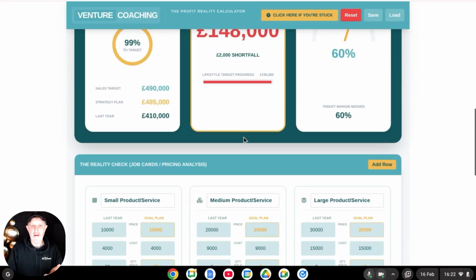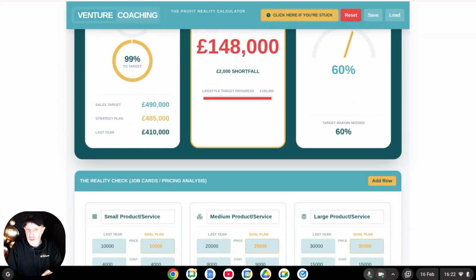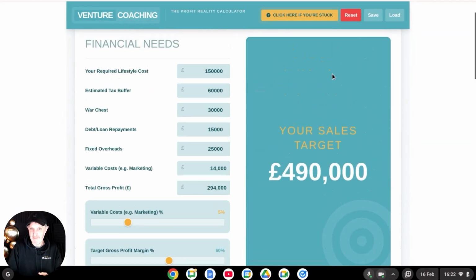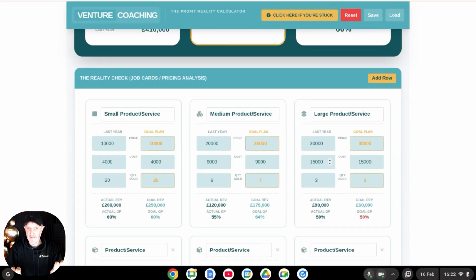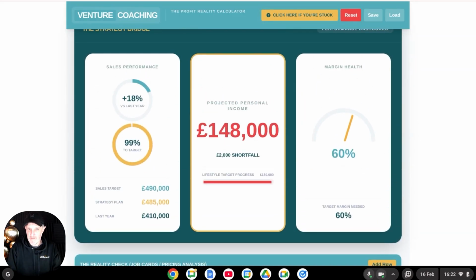How does that work? Okay, I've got a £2,000 shortfall. So I've actually reduced the number of items that I've sold, but I've increased the price, and I've now got my margins spot on. So the idea of this tool is for you to now go and play with it. Put your required living cost in at the top, build in these few figures that are essential to calculate your sales target, then go and compare it with the number of jobs that you have in some sort of category and play with the figures and see what it does to this little dashboard in the middle.